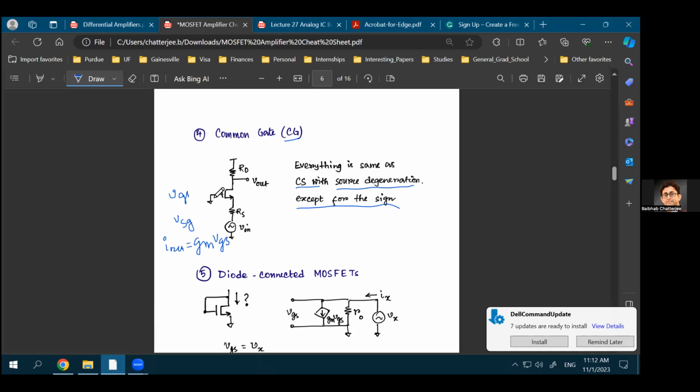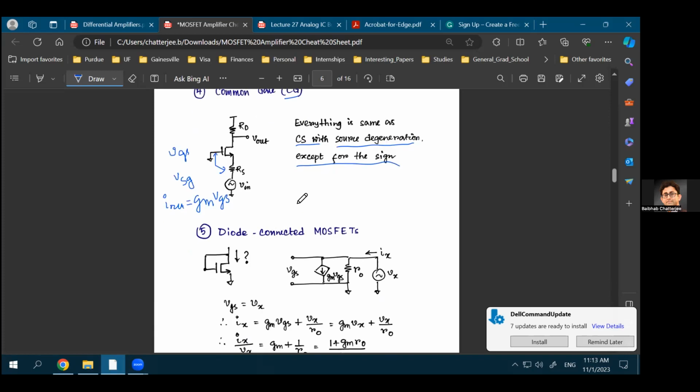So VGS, the gate to source voltage, is minus the source to gate voltage, and that's the reason everything is the same except for the sign. You can consider this as the same scenario as a common source stage, but with a negative Vin applied at the source. And by negative, I do not mean an absolute negative value, it's just that the phase is reversed.